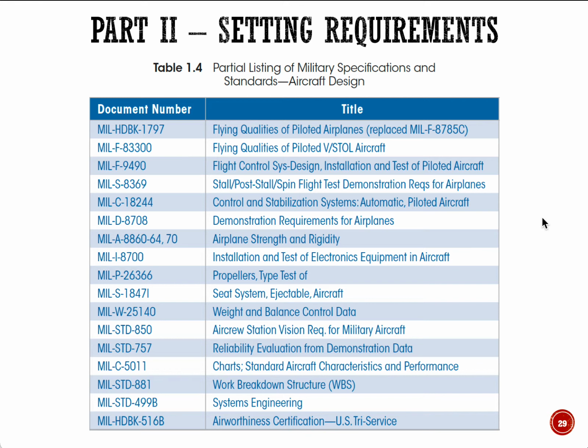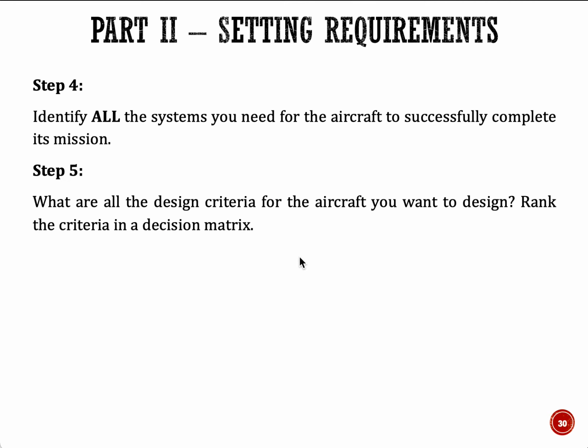Make sure to find the relevant specification and the requirements set by the government, and make sure your requirements abide by those rules, right? Step four is basically you identify all the systems you need for the aircraft to successfully complete the mission, right? Again, airframe, propulsion, GPS if it's necessary, etc., right?